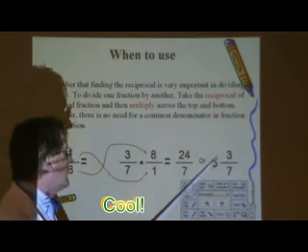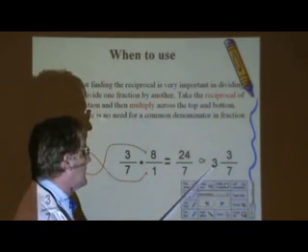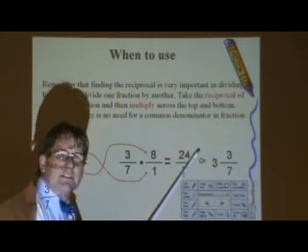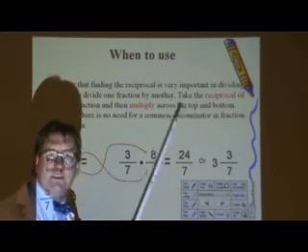And I can state that as a mixed number too. If I divide 7 into 24, I get it 3 times, and 3 and 3/7 will be my final answer. Some teachers will accept 24 over 7 as well.